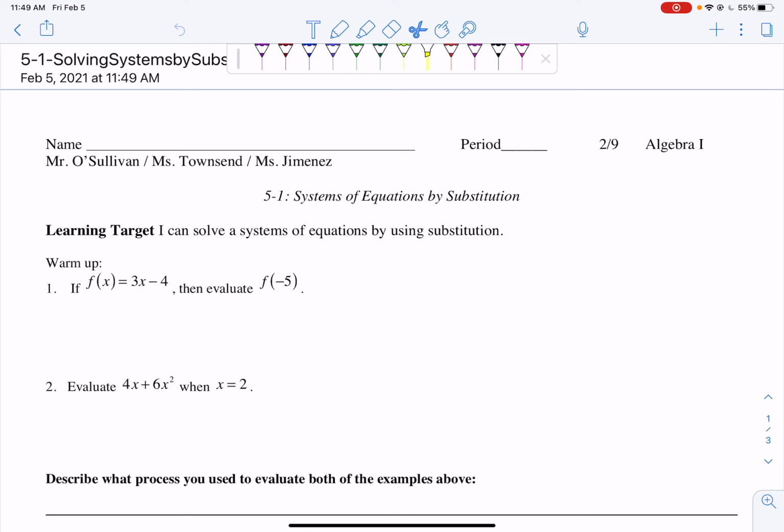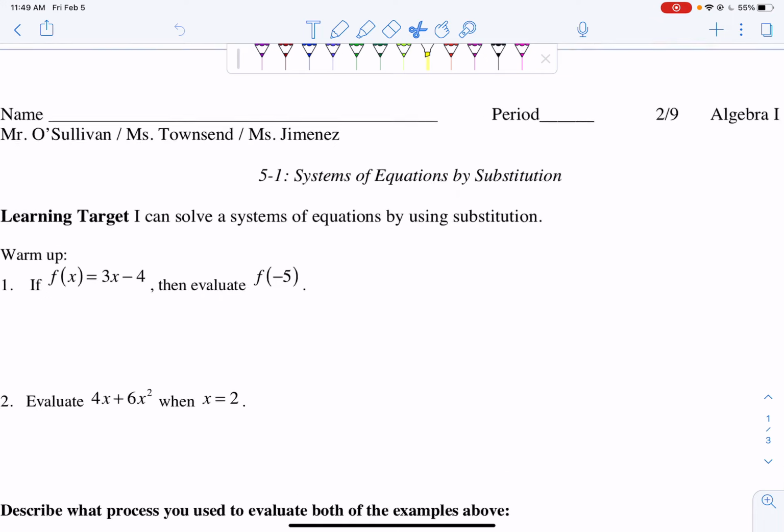Today we're beginning a new unit, number 5, Systems of Equations. When we look at systems of equations, we're going to be looking at a bunch of different ways to solve them. We're going to be looking at substitution, elimination, and graphically. We're also going to be looking at some systems of inequalities as well. Today's learning target is: I can solve systems of equations by using substitution.